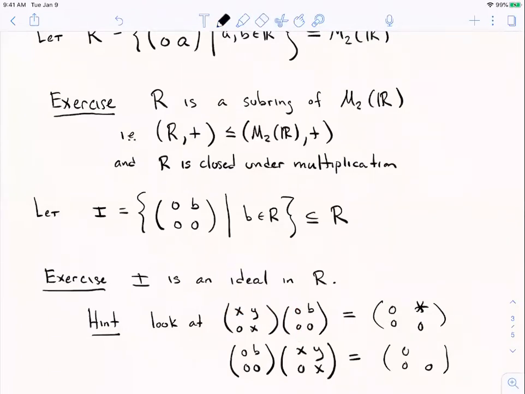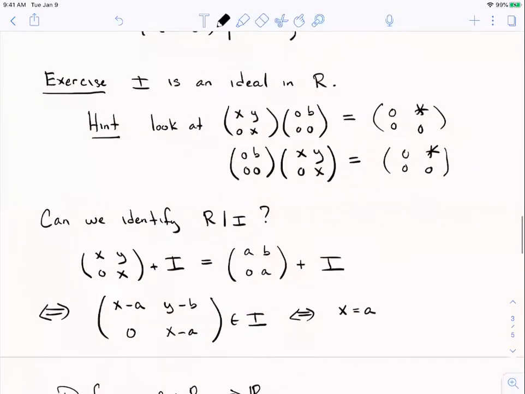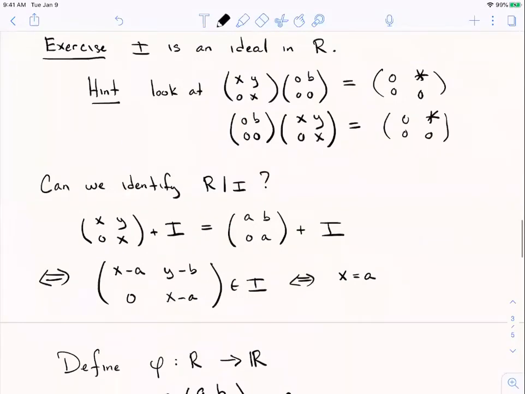In this matrix as well, maybe you'll get something in the top right corner that's not 0, but you don't care because in both cases they're in I. So I'm going to leave that to you, because the question that I want to talk about with you guys here is, what is this quotient ring?